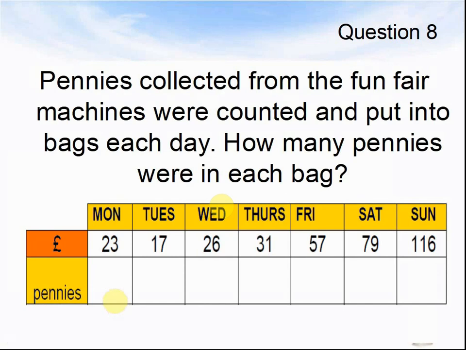Question 8. Pennies collected from the funfair machines were counted and put into bags each day. How many pennies were in each bag? On Monday, I had £23. Tuesday, £17. Wednesday, £26. Thursday, £31. Friday, £57. Saturday, £79. And Sunday, £116. Pause the video until you are ready for question 9.